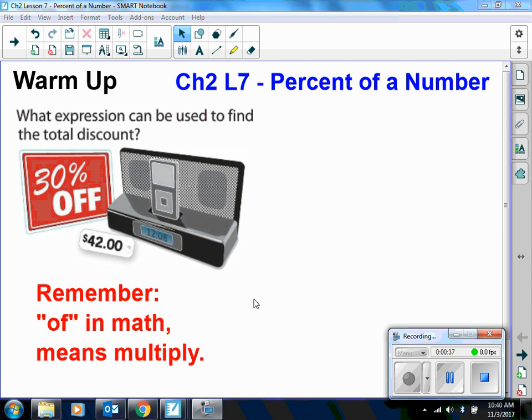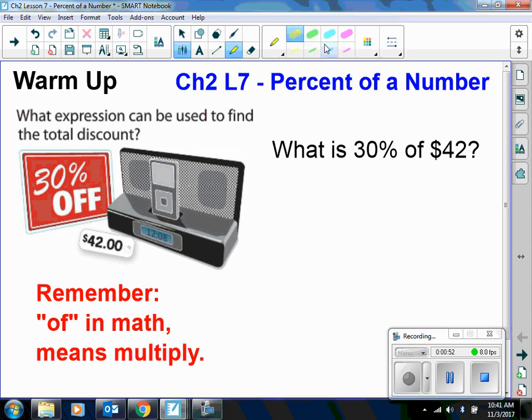So you're going to ask yourself, what is 30% of 42? And then you're going to start calculating stuff in your head. So let's write that down. That's the question that you're going to ask yourself. This part right here is going to give you the expression that's going to tell you what the total discount is going to be. So 30% of 42.